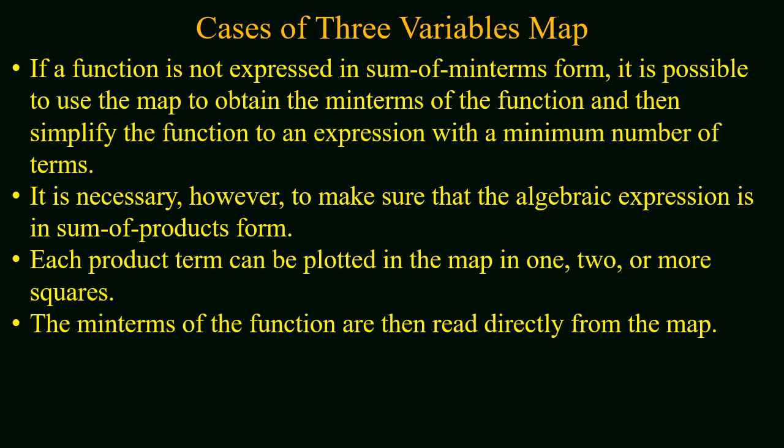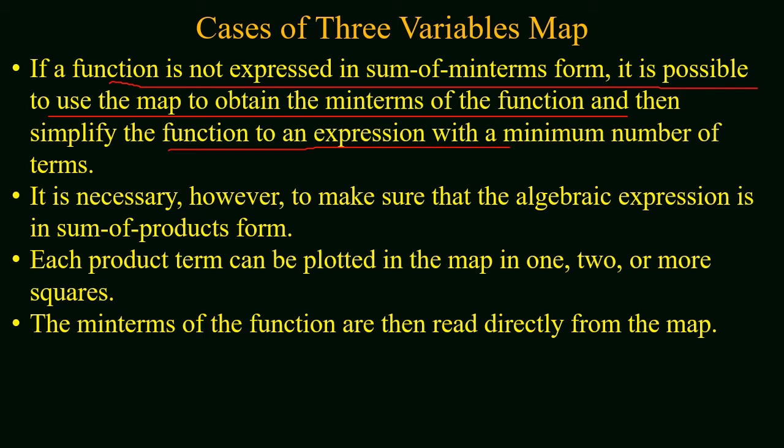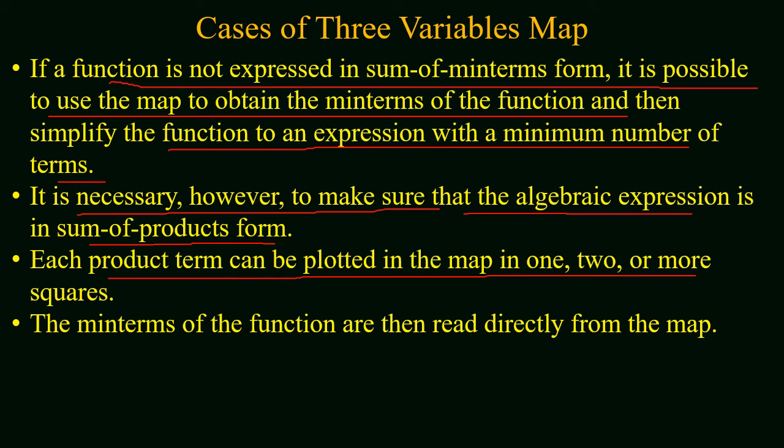Now another case is if a function is not expressed in the sum of minterm form. In such a case, it is still possible to use the map to obtain minterms of the function and then simplify the function into an expression with the minimum number of terms. However, it is necessary to make sure that the algebraic expression is in the sum of product form, and each product term can be plotted in the map with 1, 2 or more squares, and the minterms of the function are then directly read from the map.